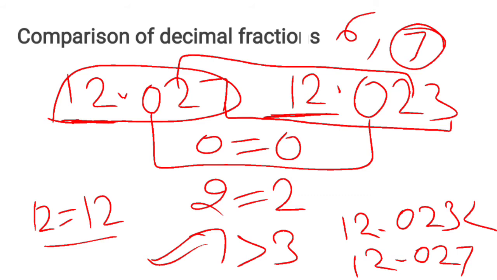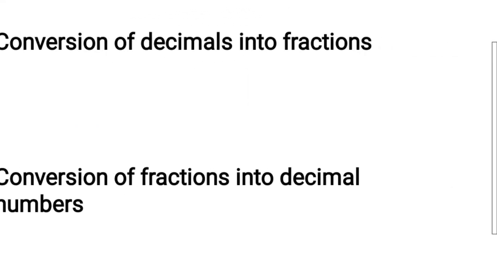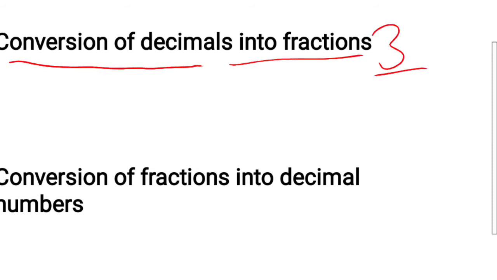Now after the comparison we will do the conversion of decimals into fractions. How can we convert any decimal number into a fractional number? For that we have to follow some steps, three main steps. First one is to write the given decimal number as the numerator as it is. Like 1.5 is given. Then according to the first step, we will write the given number without the decimal as the numerator.